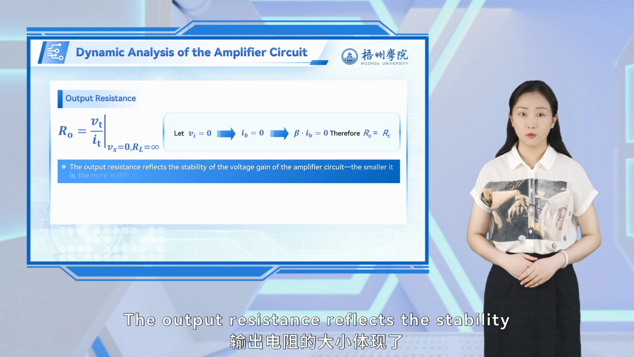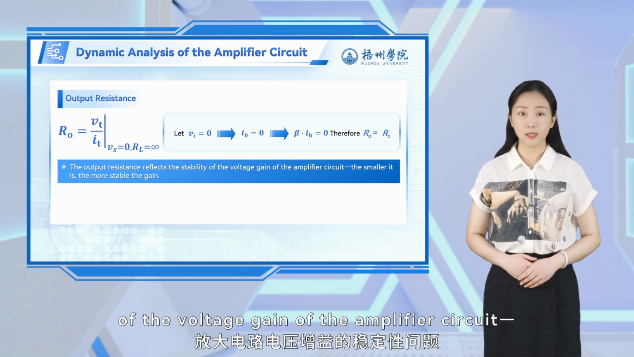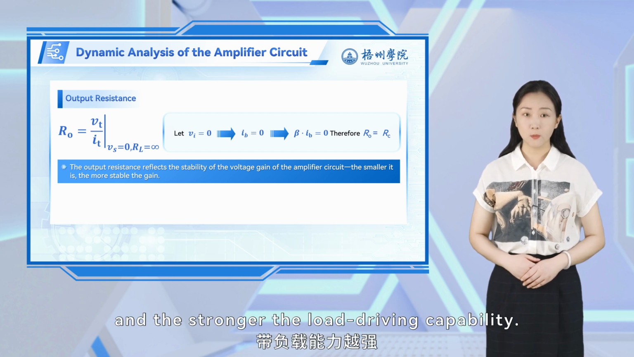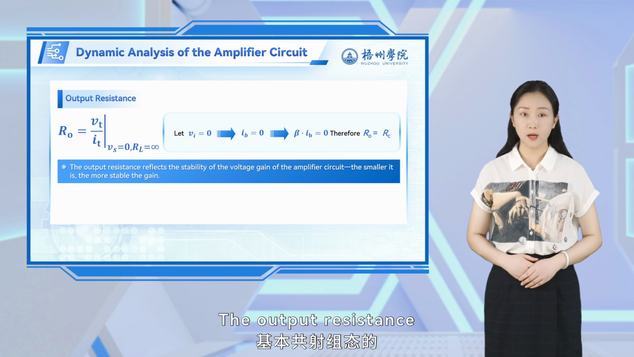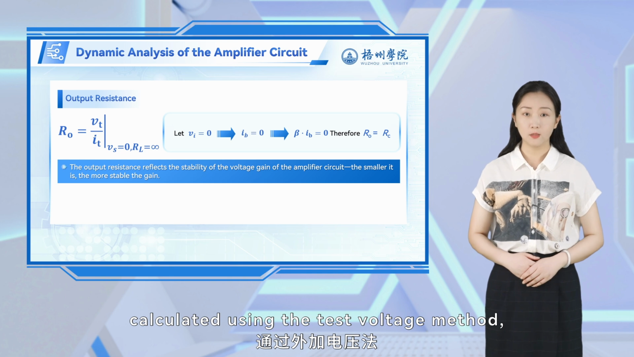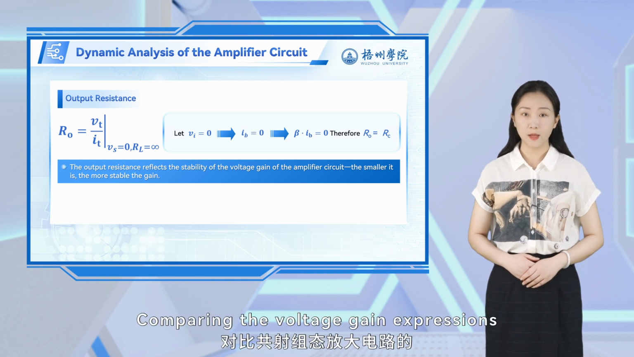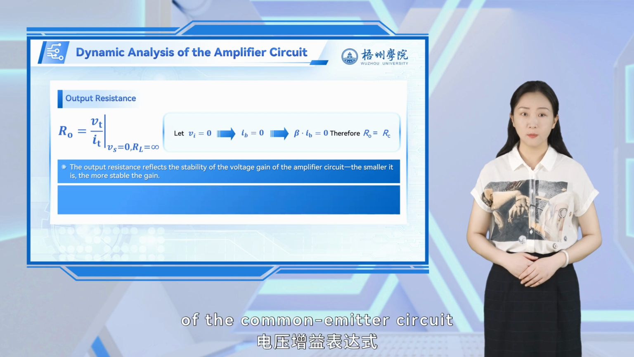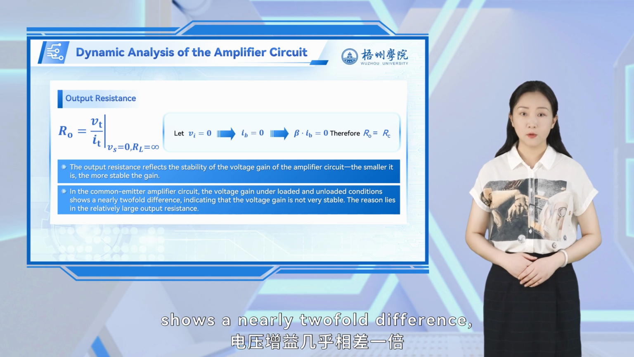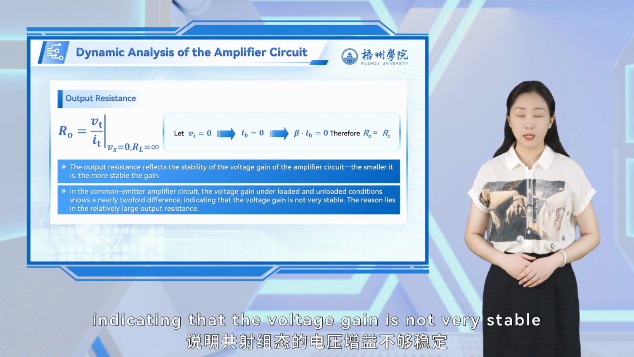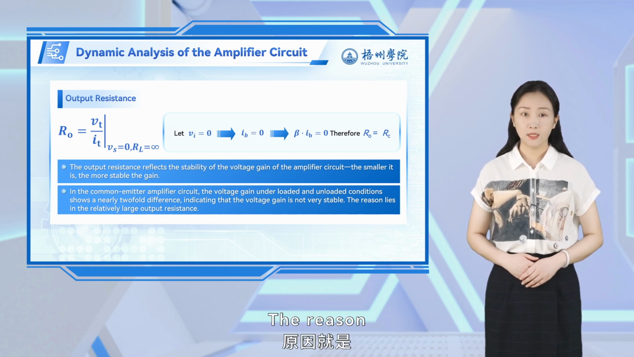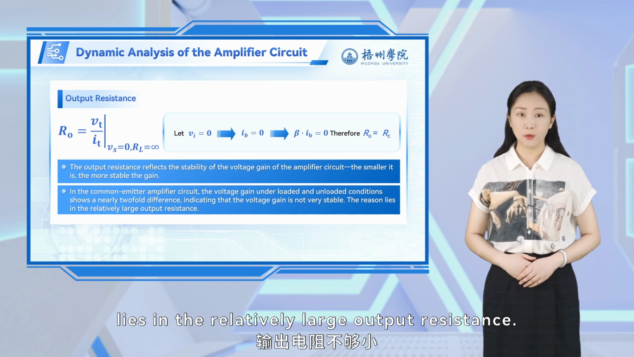The output resistance reflects the stability of the voltage gain of the amplifier circuit. The smaller it is, the more stable the gain, and the stronger the load driving capability. The output resistance of a basic common emitter amplifier, calculated using the test voltage method, is RC. Comparing the voltage gain expressions of the common emitter circuit under loaded and unloaded conditions shows a nearly twofold difference, indicating that the voltage gain is not very stable and the load driving capability is weak. The reason lies in the relatively large output resistance.